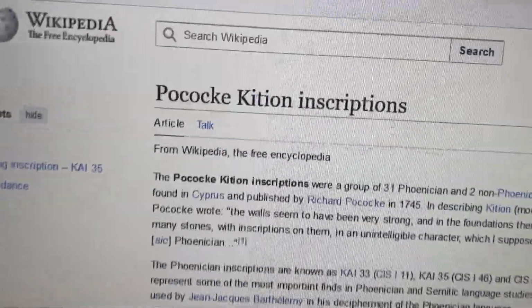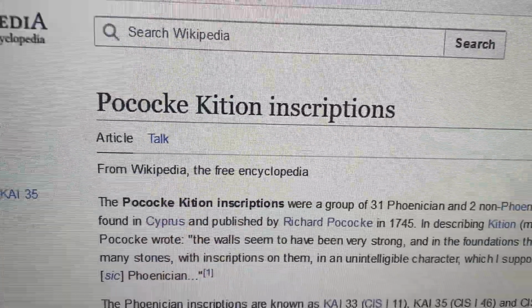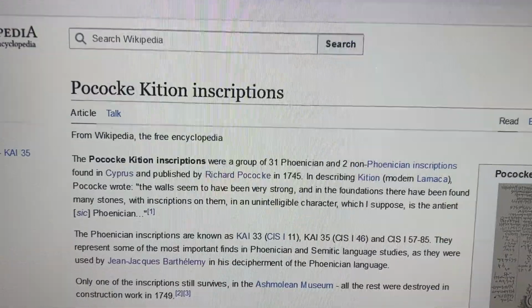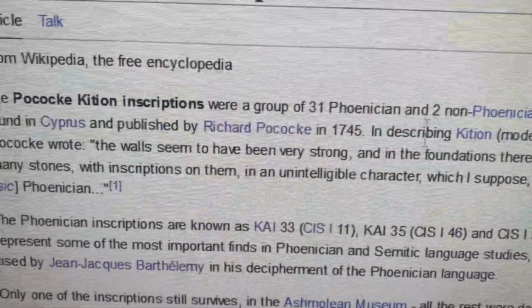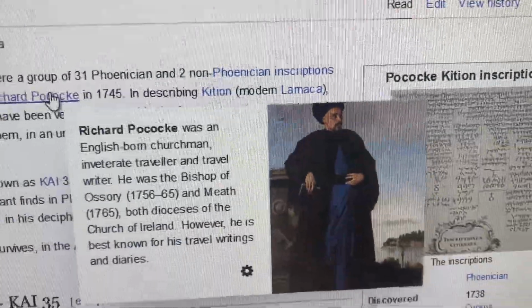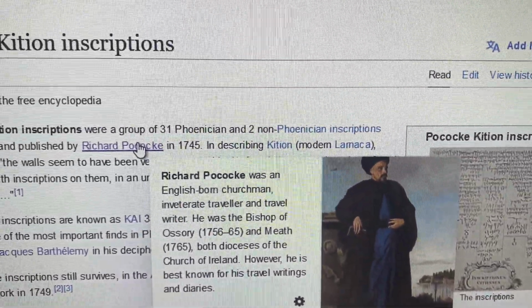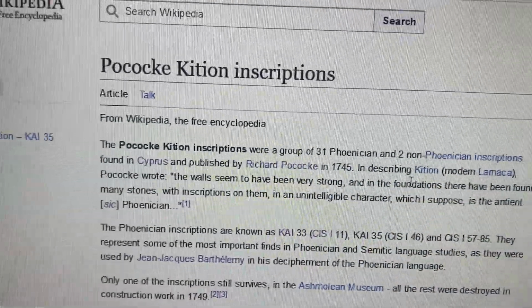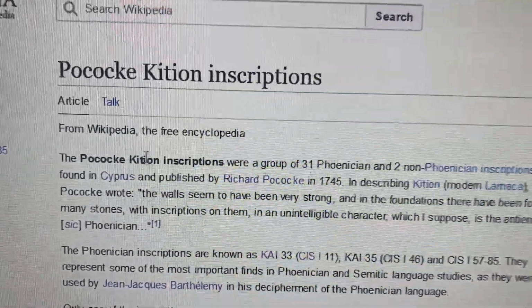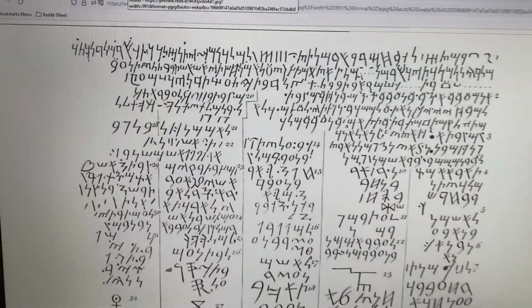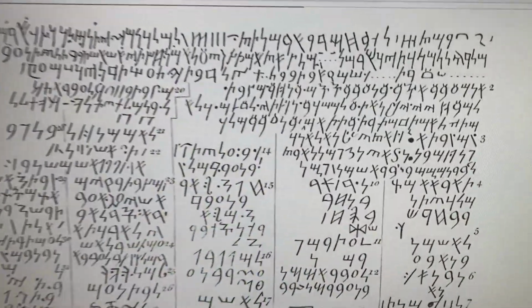Where this came from was about 2 or 3 days ago I did the Pococke Kition inscriptions, which were inscribed by Richard Pococke in 1745 when he traveled to Cyprus Island, the town of Kition, and recorded these Phoenician characters.